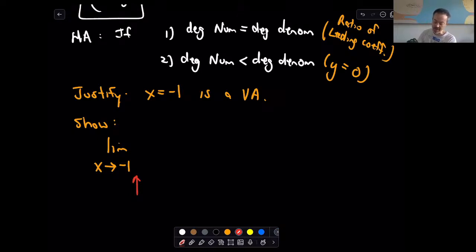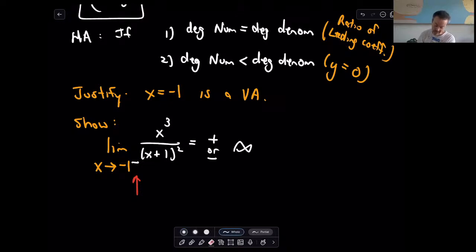We would have to show the limit as x approaches -1 of our function, x to the third over x plus 1 quantity squared. We have to show that this equals, now a couple things. We can show one of four things. So I could look at the limit as x approaches -1 from the right. And if I can show that that equals positive or negative infinity, that means that -1 is a vertical asymptote. Likewise, instead of approaching -1 from the right, we could come from the left. And again, if I get that, I've got a vertical asymptote.